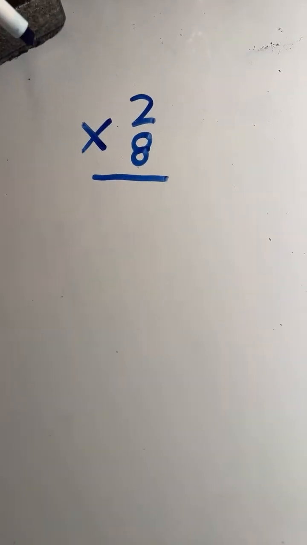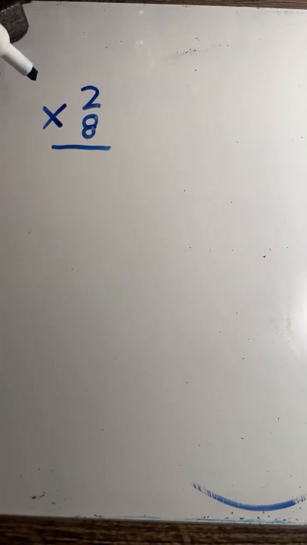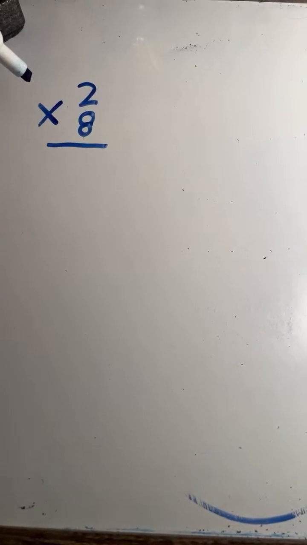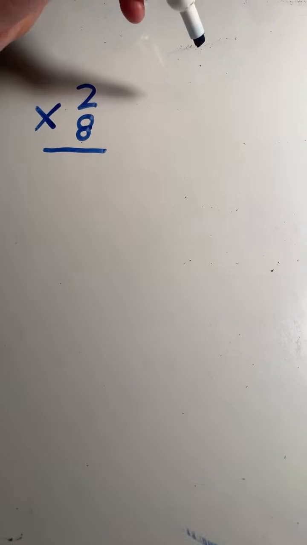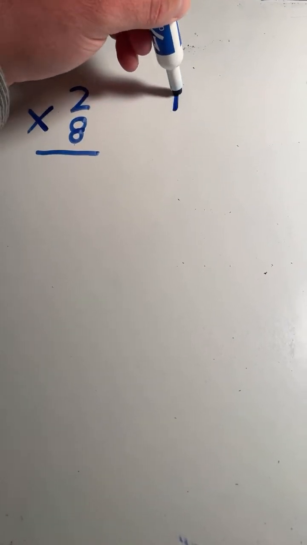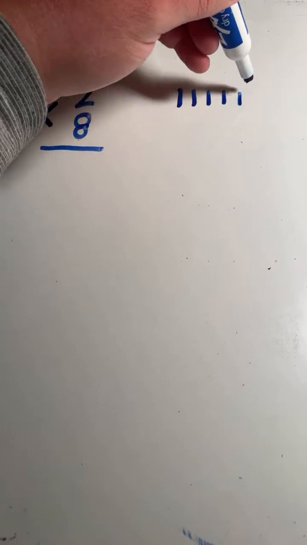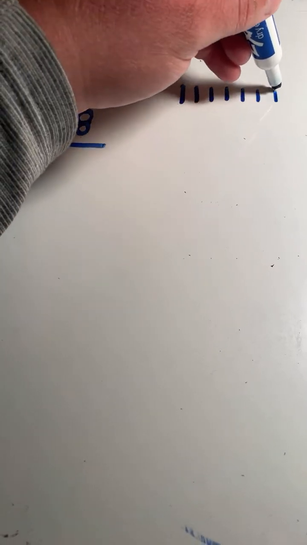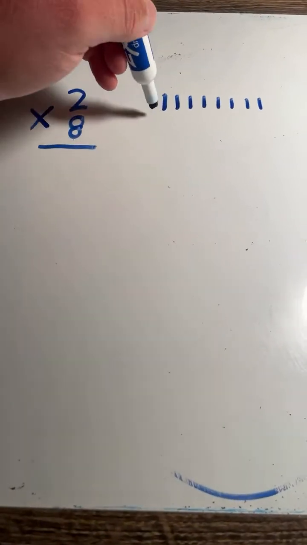All right, 2 times 8. So that means we have 2 groups of 8. All right, so for this one, I'm going to use tallies. So I'm going to make 2 groups of tallies, and I'm going to put 8 in each group. Here we go. 1, 2, 3, 4, 5, 6, 7, 8. That's one group of 8 tallies.